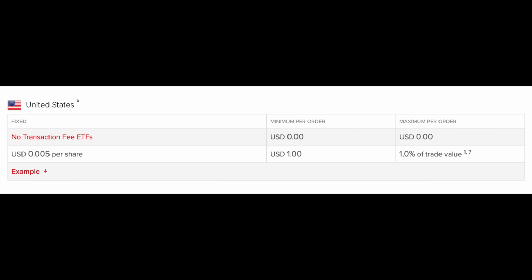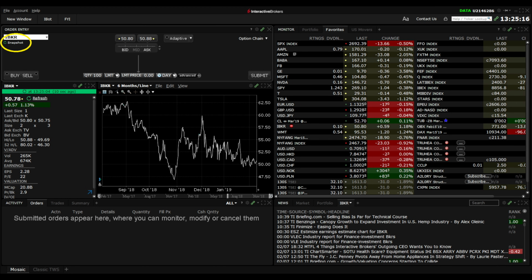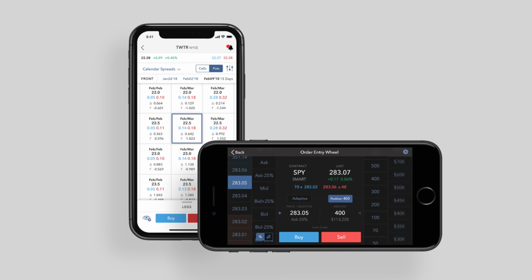You'll see for the US, it's half a cent per share, but again, you're essentially paying $1 USD up to 1% of the trade value. This platform by far has the most availability in terms of trading tools. For example, they have their Trader Workstation. You can actually get a bunch of additional data at an additional cost, but of course they are a mobile friendly platform as well.